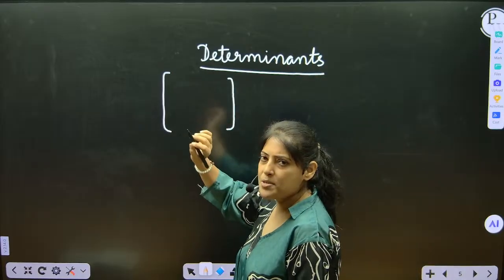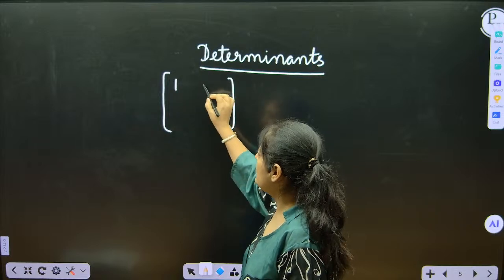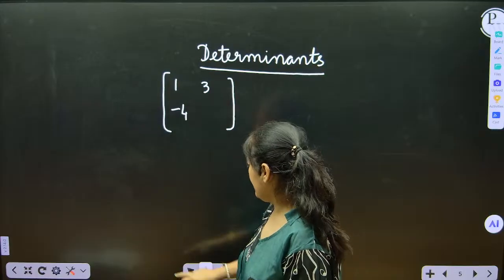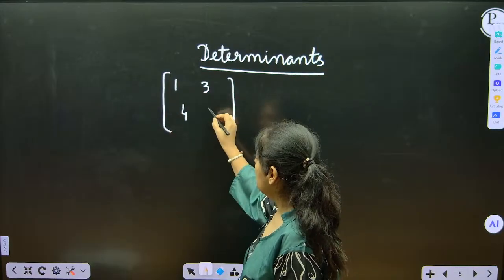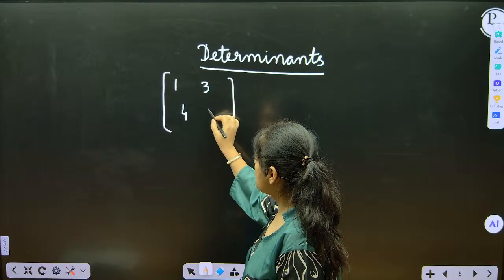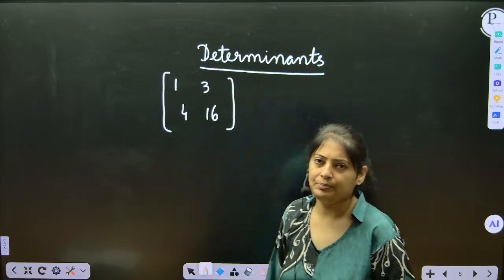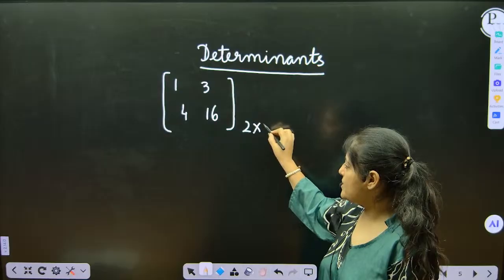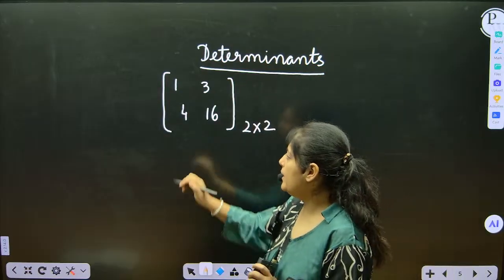Right now I'm starting with a 2 cross 2 matrix. Suppose I give you the matrix with entries 1, 3, 4, and 16. Right now I'm taking positive numbers only. Suppose these numbers I have taken, a 2 cross 2 matrix. Now how to find the determinant?